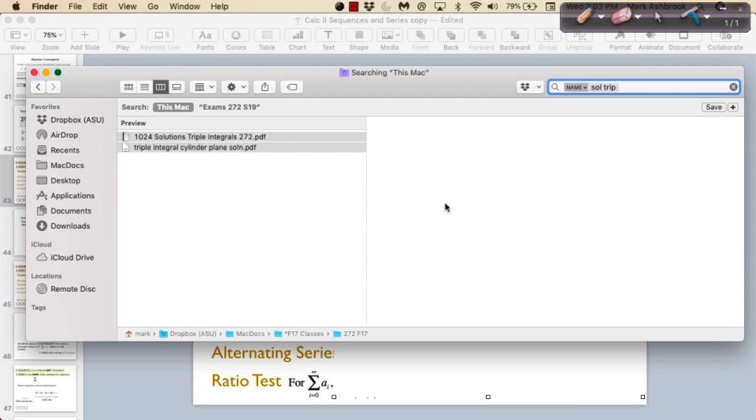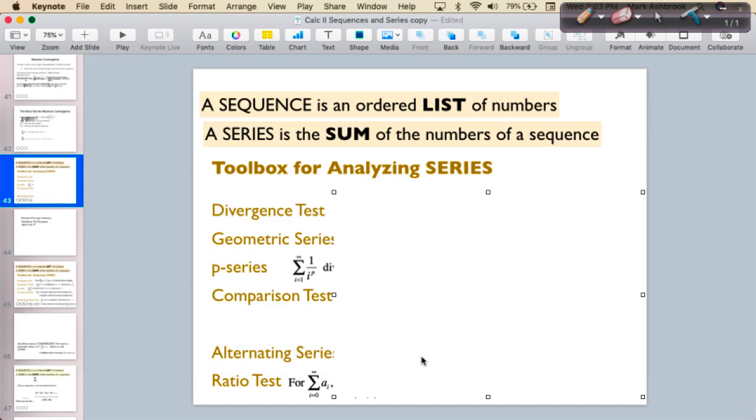Okay, so to answer that question, we have a bunch of tools, right? We're building a toolbox of ways to analyze series for whether they sum up to a value, converge, or whether they do something else, like get really big or get really big negative, or just keep jumping around and never really sum up to a value.